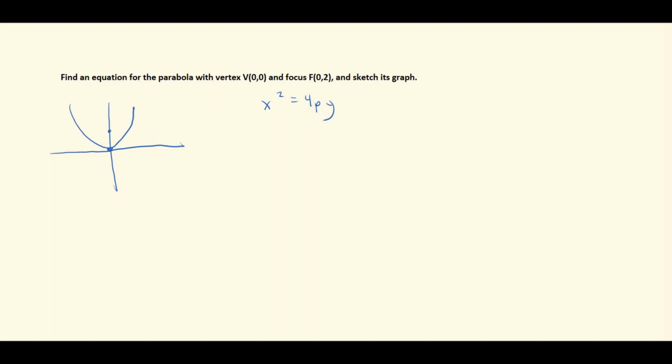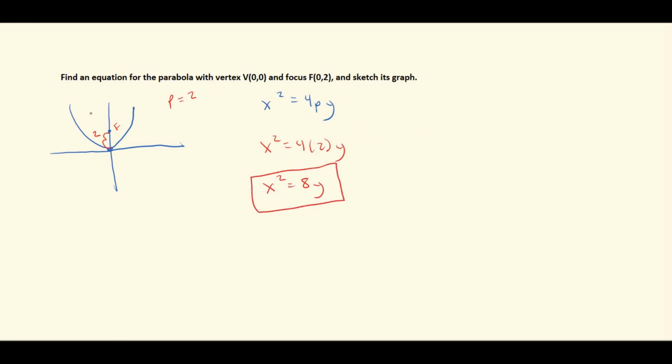And as we talked about earlier, p is just the distance from the vertex to either the focus or the directrix. So in this case, we have the focus, and the distance is going to be 2 because the vertex is at 0, 0 and the focus is at 0, 2. So this distance is 2, and that means that p is equal to 2. And if p is equal to 2, then our equation should be x squared is equal to 4 times 2y, which we can write as x squared is equal to 8y. And that's it. We got our equation.